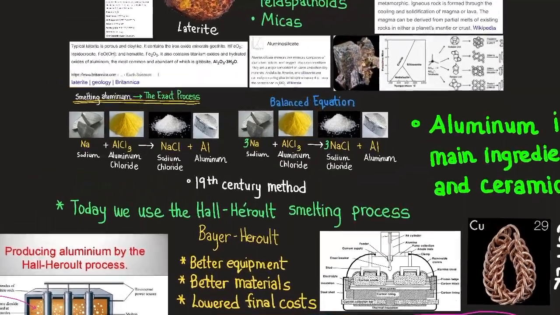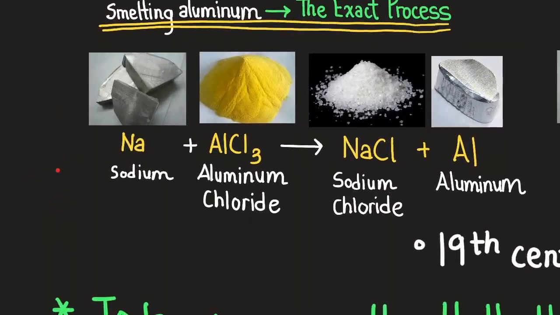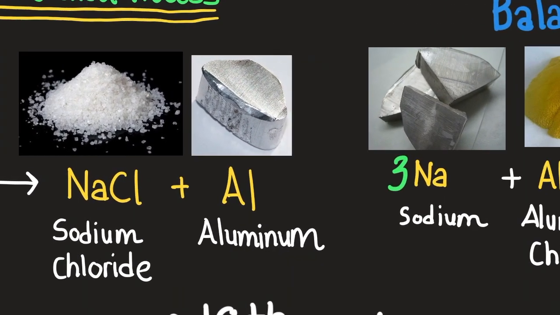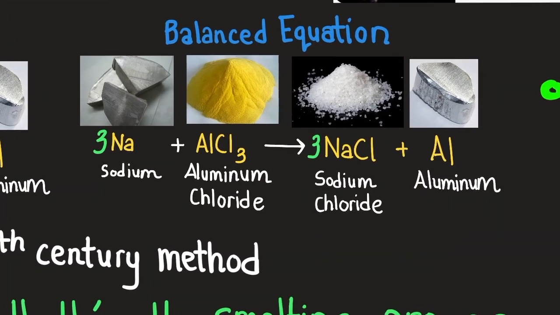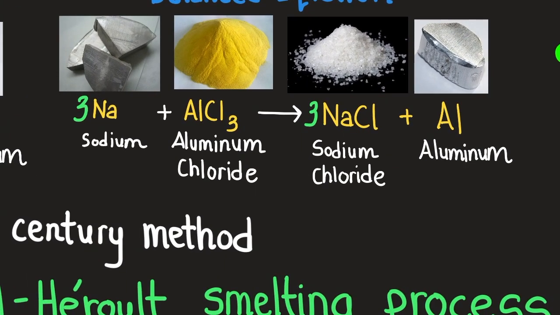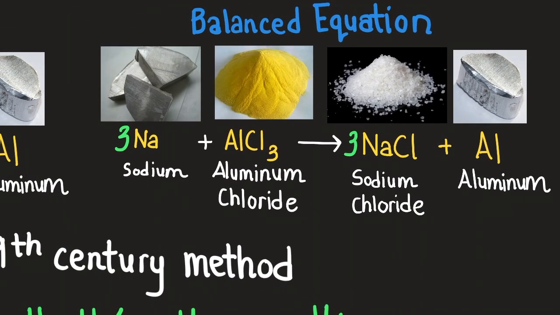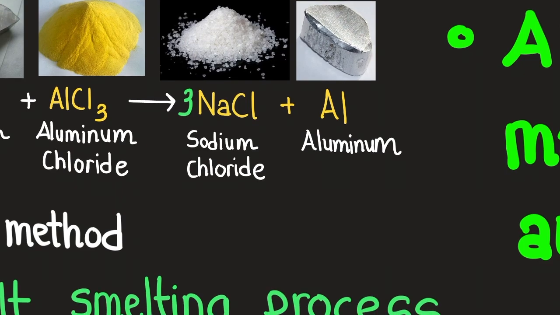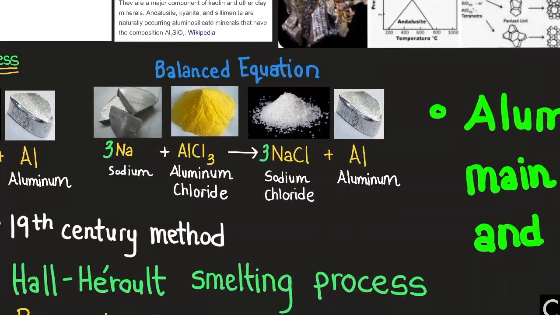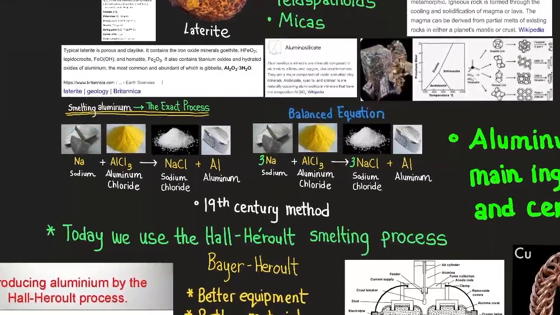Here we have the Deville process. The exact process involves using sodium and combining it with aluminum chloride to produce sodium chloride and aluminum. That's how you get aluminum. Here's the balanced equation. It's 3 moles of sodium combined with 1 mole of aluminum trichloride, which is 1 atom of aluminum combined to 3 atoms of chlorine, producing 3 moles of sodium chloride, which consists of 1 atom of sodium and 1 atom of chlorine, and 1 mole of aluminum. That's the balanced equation ratio. And that was the 19th century Deville process.